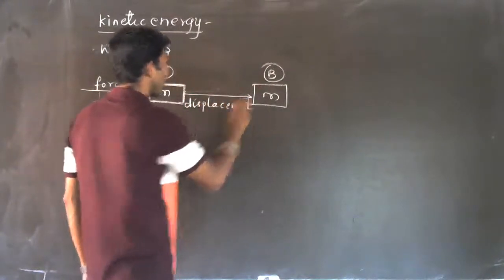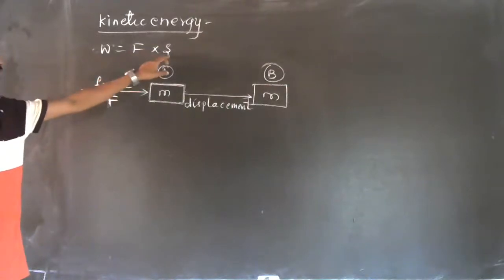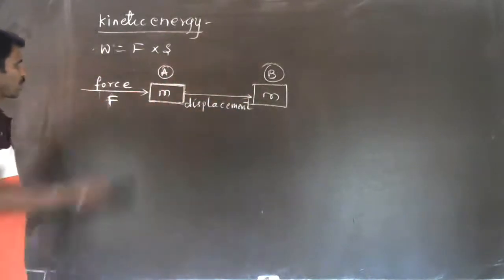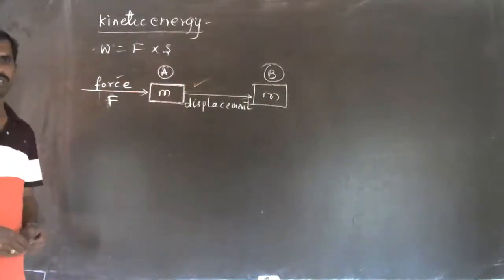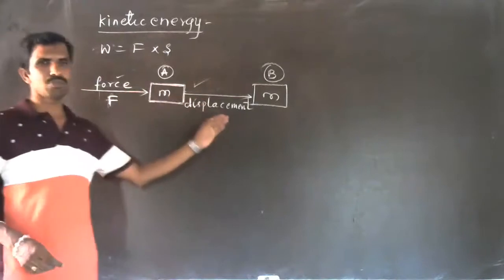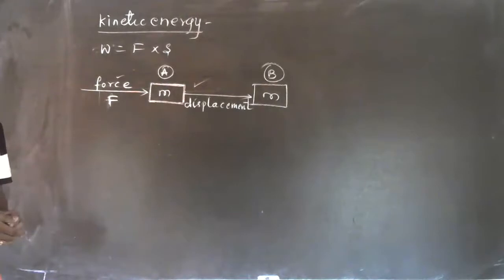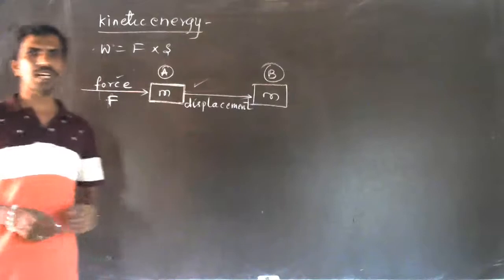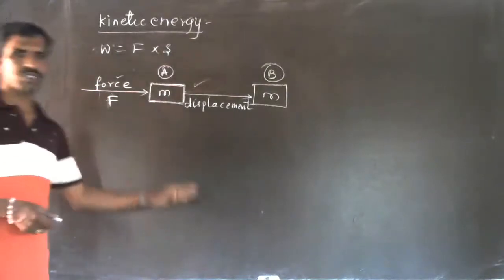W is equal to F into S. F tells about the force acting on the object, and S tells about the displacement, or the change of position of the object due to the applied force. When the force and displacement are in the same direction, the work is said to be positive. When they are opposite in direction, it is called negative. Understood? And when the force is perpendicular to the direction of the displacement, the work done is zero. All this we have discussed already.